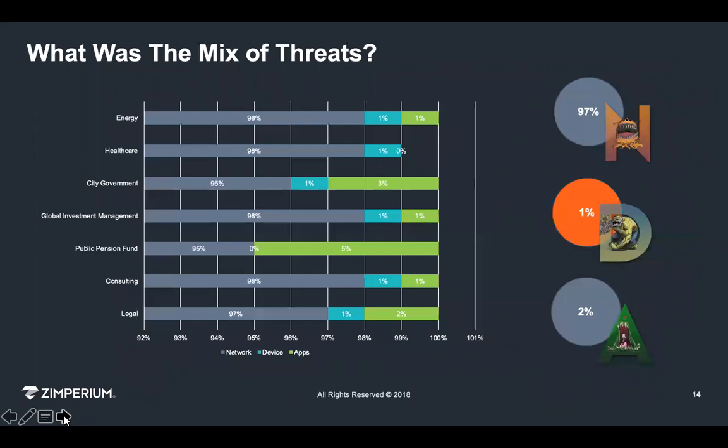Well, the public pension fund is really interesting from the percentage of threats that are malicious app, and the fact that there was almost no device compromise. That's pretty interesting. The other one I think is really interesting is if you look at this, with the exception of the public pension fund, 1% of every single one of these guys were device compromises. And so I think that's pretty interesting as we dive into what's going on.